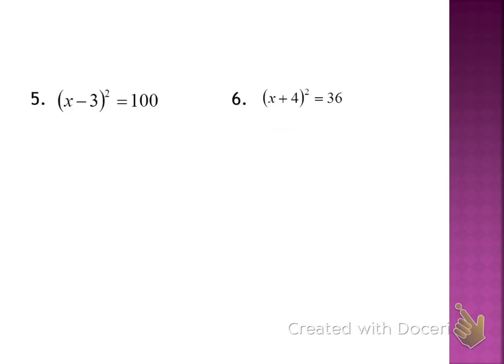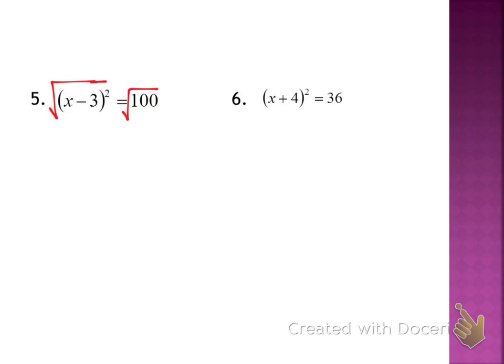So let's talk about what that means on number 5. They've got a whole expression squared, and it's equal to 100, which is a perfect square number. So, what do you think we need to do to undo the squaring? What symbol should we use? A square root or a radical. We can still do that on these problems. If something is being squared, in this case it's a set of parentheses, to undo squaring, we square root.